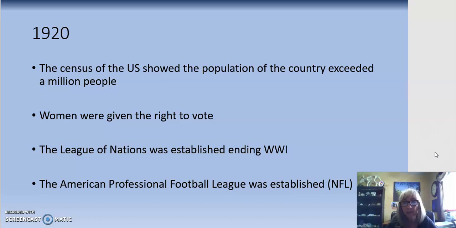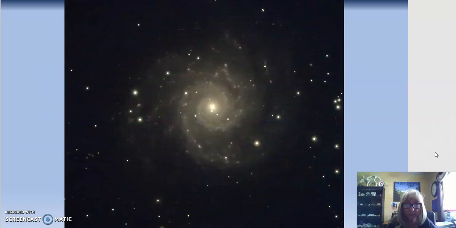The census of the United States showed the population of the country exceeded 1 million people. Wow. Women were given the right to vote. Took till 1920. The League of Nations was established, ending World War I. The American Professional Football League was established, the NFL. So that's a little bit of history, what was going on at the same time as this debate.